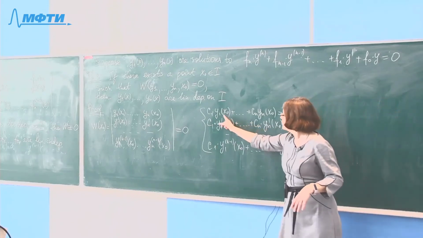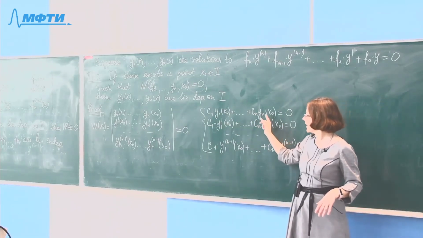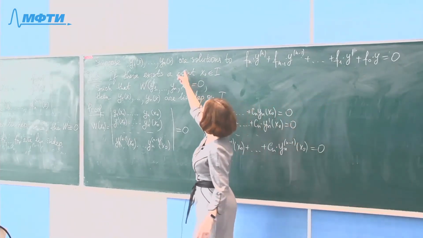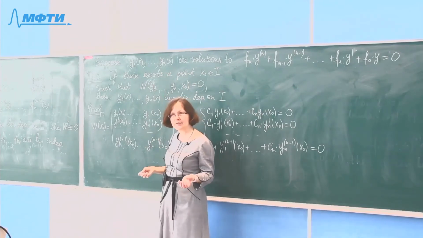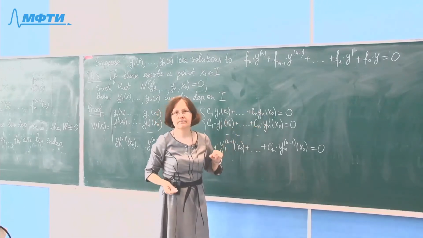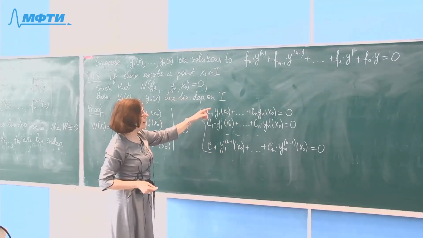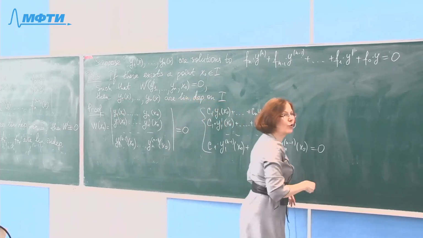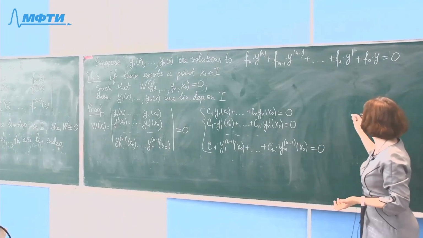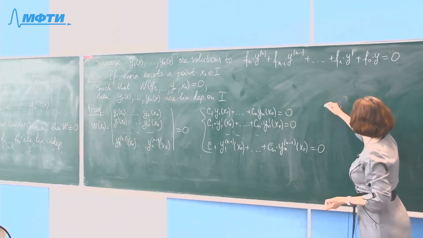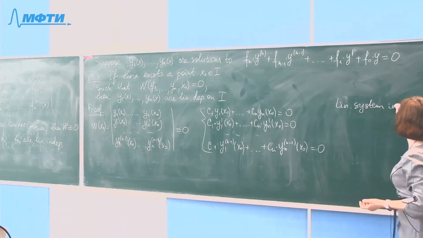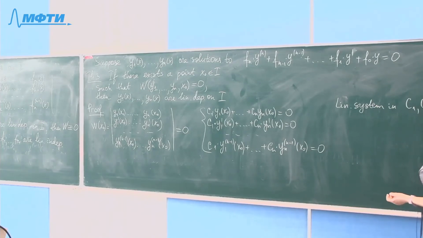So y1 of x0 and so on, yn of x0, and their derivatives are given. We know that these functions are solutions. We are given these functions, so we can compute these values. Okay, so C1 and so on, Cn are variables, right? So these are equations in the variables C1 and so on, Cn. So it is a linear system in the variables C1, C2, and so on, Cn.